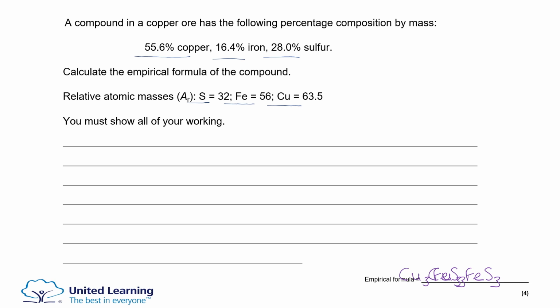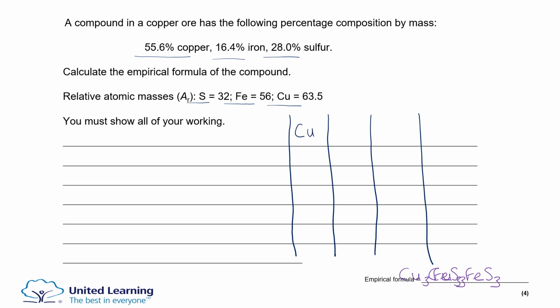Now, in order to calculate the formula or the empirical formula, step one is to calculate the mole of each of the substances involved. So start off by putting in your columns of elements involved. In this case, we've got 3, so I need 3 columns. And I'm going to do it in the same order as the top part of the question. So I'm going to start off with my copper calculations here, then iron, and then sulfur.